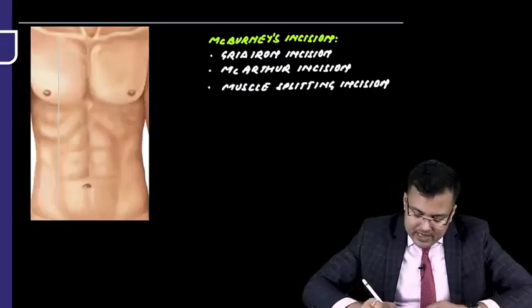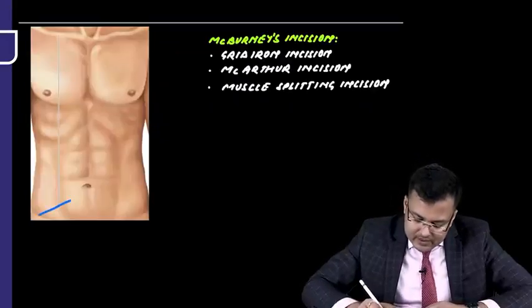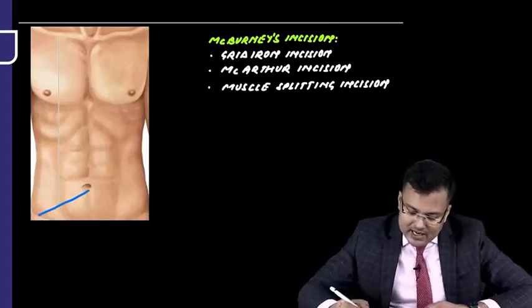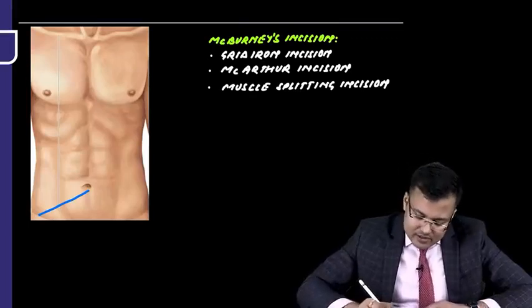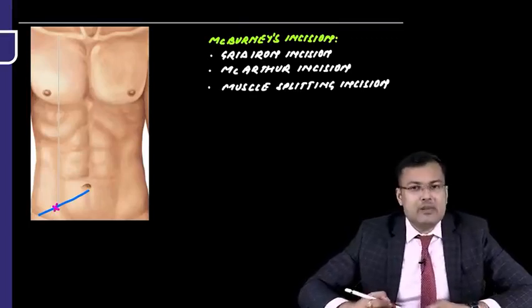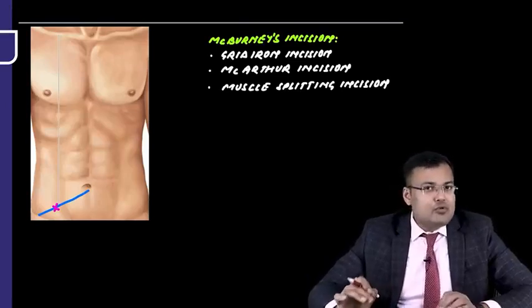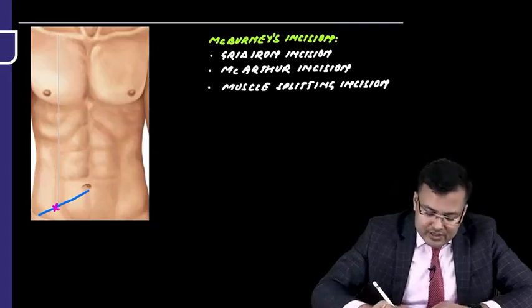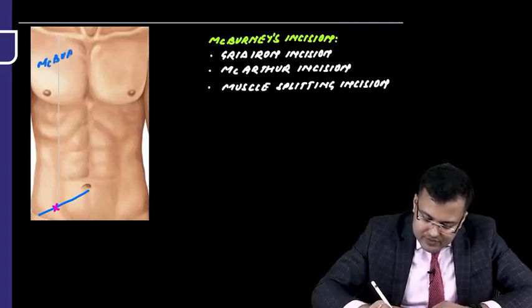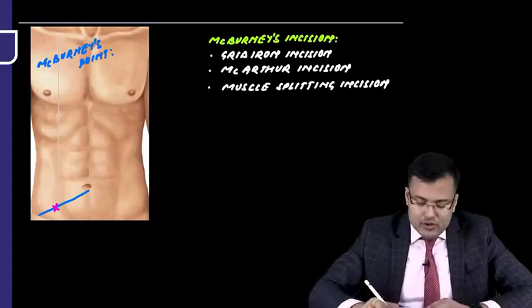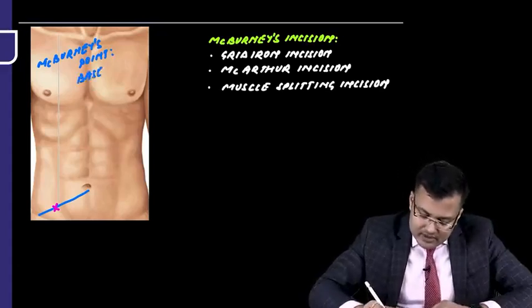Suppose this is the patient, this is umbilicus, this is anterior superior iliac spine. So you join it. This is spino-umbilical line. In the spino-umbilical line, at the junction of lateral 1/3 and medial 2/3, there is a point, and this point is known as McBurney's point. You know, this is the most tender point in acute appendicitis, and it corresponds to base of appendix.